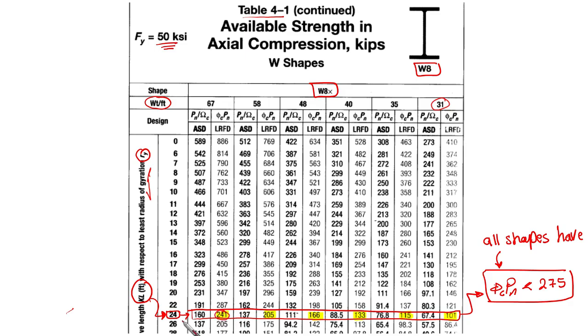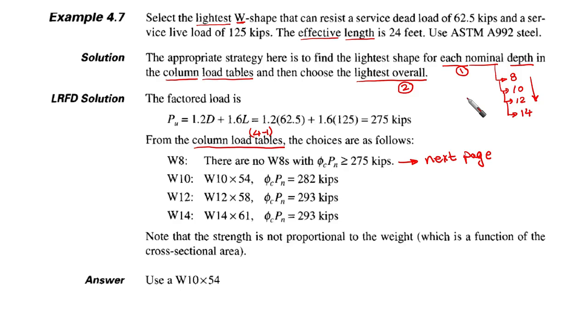Is there anything else? No, there is nothing. I mean that the wide flange with depth 8, W8, doesn't have the strength needed. All these different shapes have phi c Pn, which is the available strength for axial compression, less than 275. So we cannot use this cross section. Okay, so let's go back and put it.